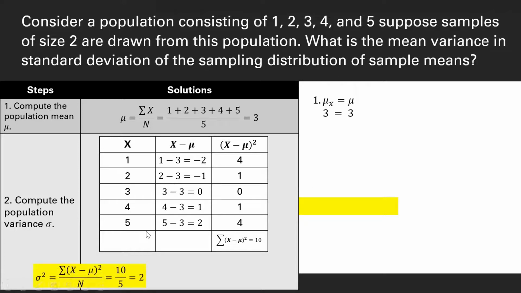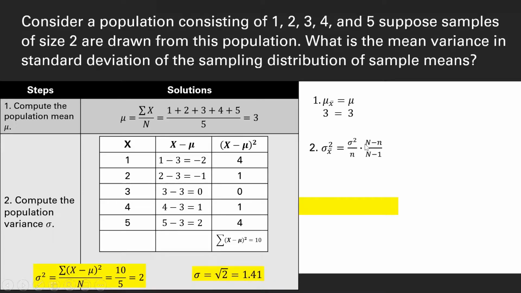Now the formula for the population variance is this: the summation of x minus the mean squared, divided by the total number of the population. So that is 10 over 5, which is equal to 2. So the population variance is equal to 2. To find the standard deviation, just get the square root of 2, and that is 1.41.